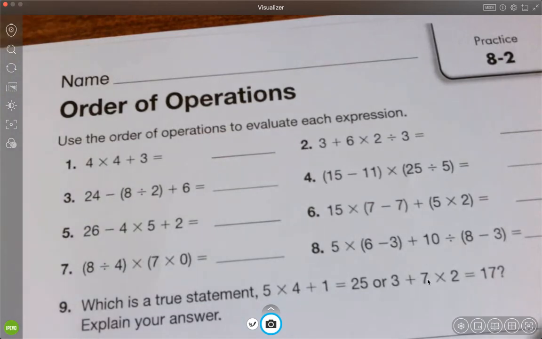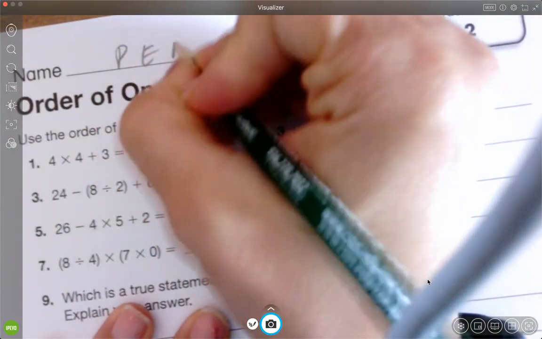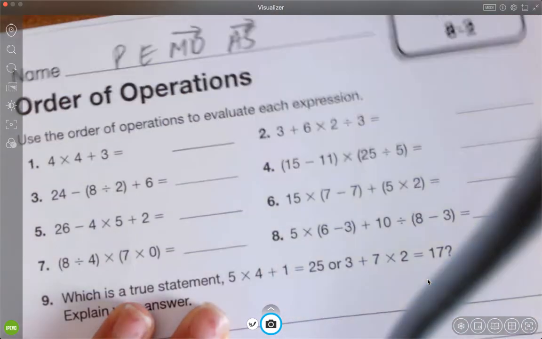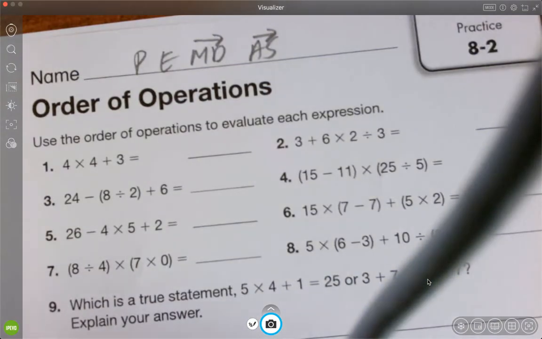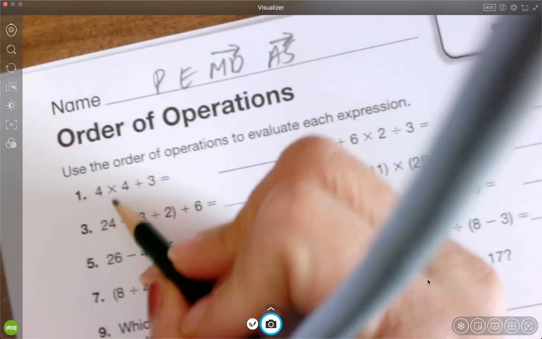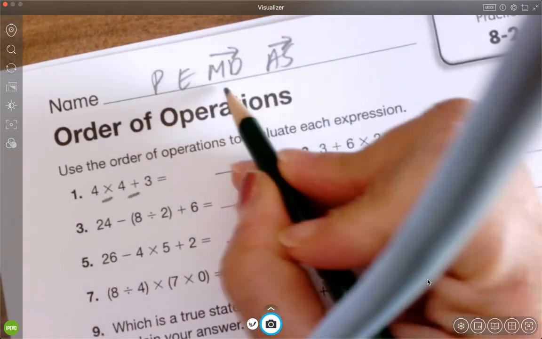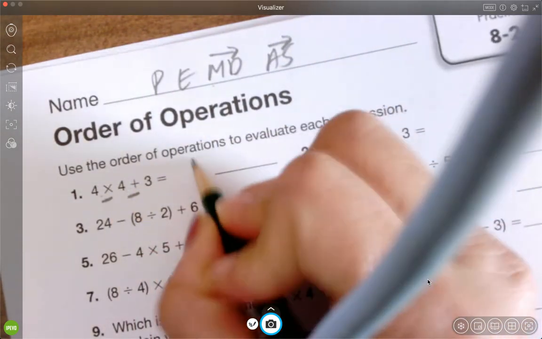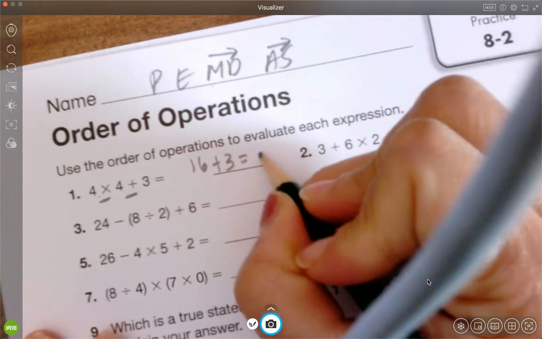So whenever, again, we have our order of operations is please excuse my dear Aunt Sally. And I put those together so I remember that those, again, multiplication and division are together, adding and subtracting are together. So our first one here, well, we have a multiplication and we have adding. Well, if I look up here, I know I'm going to multiply before I add. So 4 times 4 is 16. 16 plus 3 is 19.